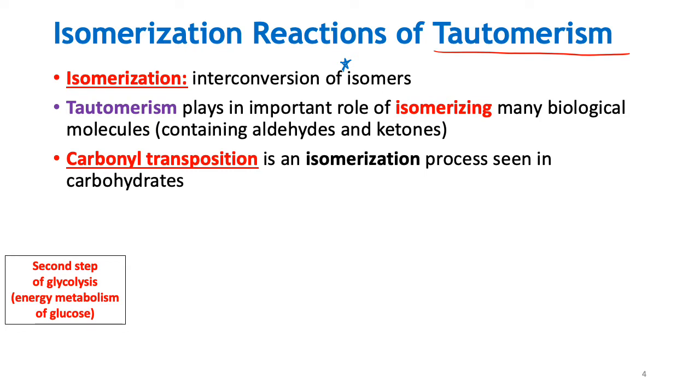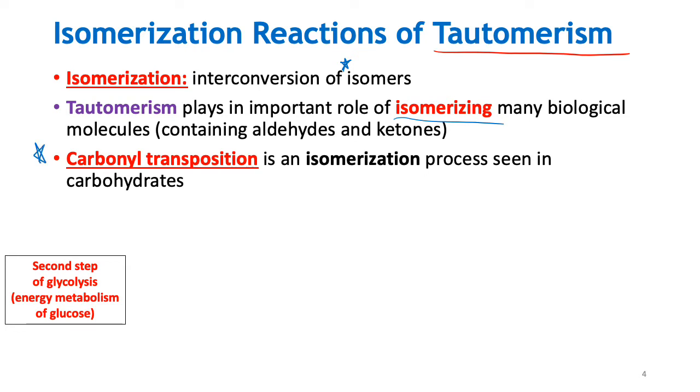And remember, you have constitutional isomers, and that's exactly what we're going to be looking at in this slide, but you also have optical isomers where you might interconvert R to S and S to R, that sort of thing, okay? And tautomerism plays an important role in isomerizing many biological molecules that contain aldehydes and ketones, and one in particular that I want to teach you is the carbonyl transposition.